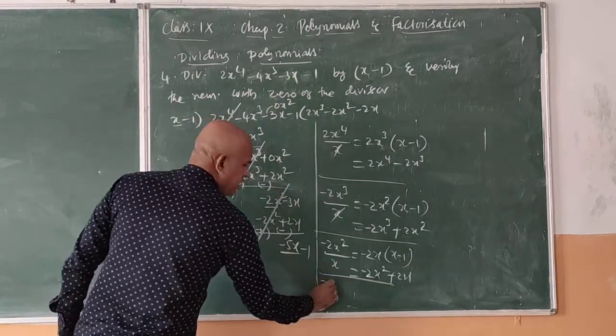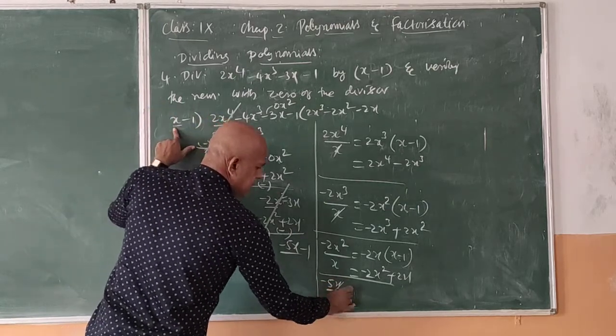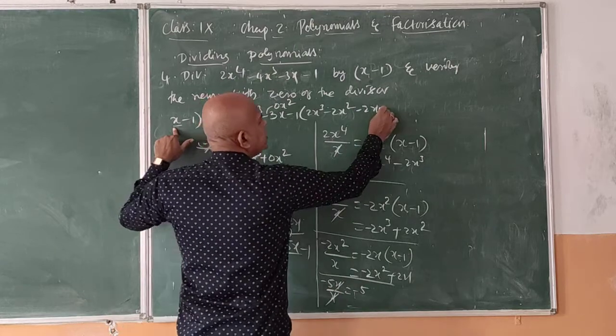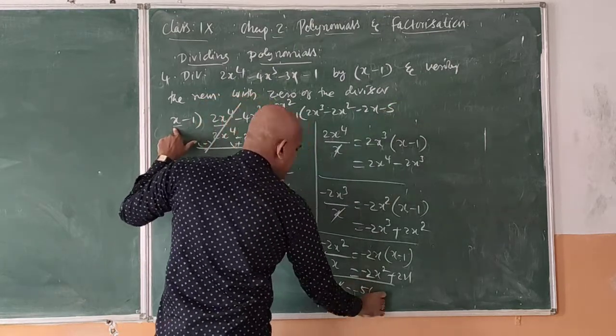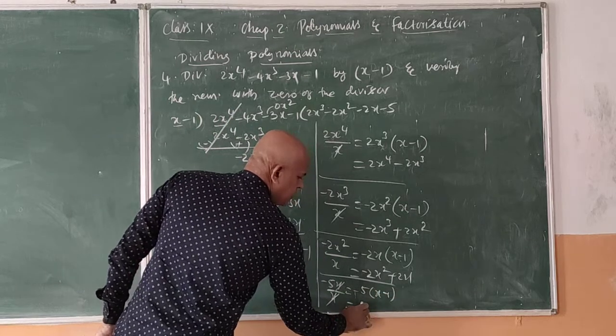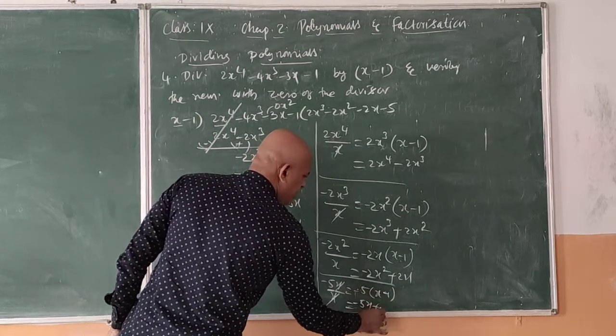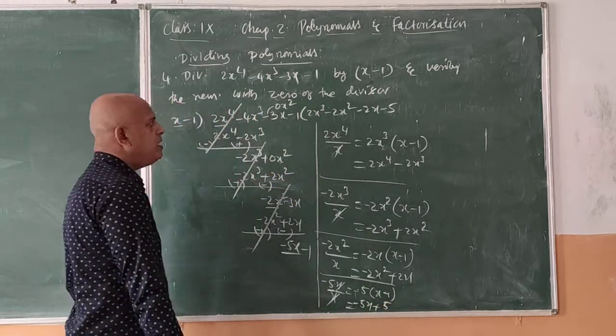So this is completed here. Again this process will continue. Minus 5x, first term minus 5x by first term x. x gets cancelled, minus 5. This minus 5 should be written here in the quotient. This is to be multiplied with the divisor x minus 1. That is equal to minus 5 into x, 5x, minus into minus plus 5 into 1, 5.